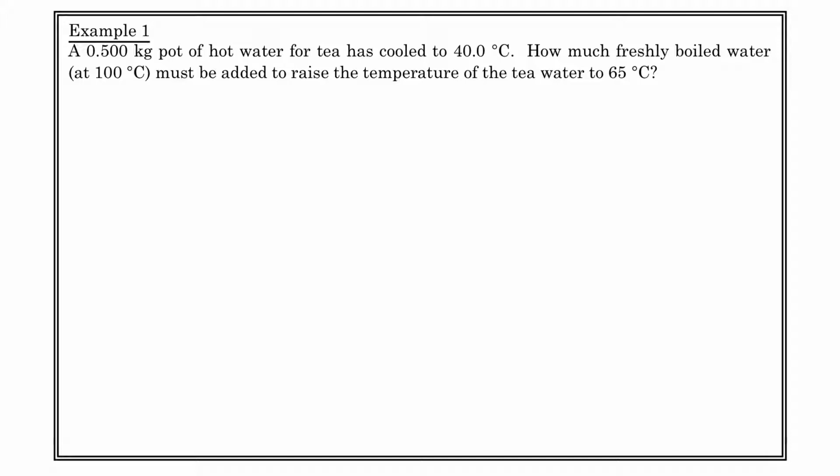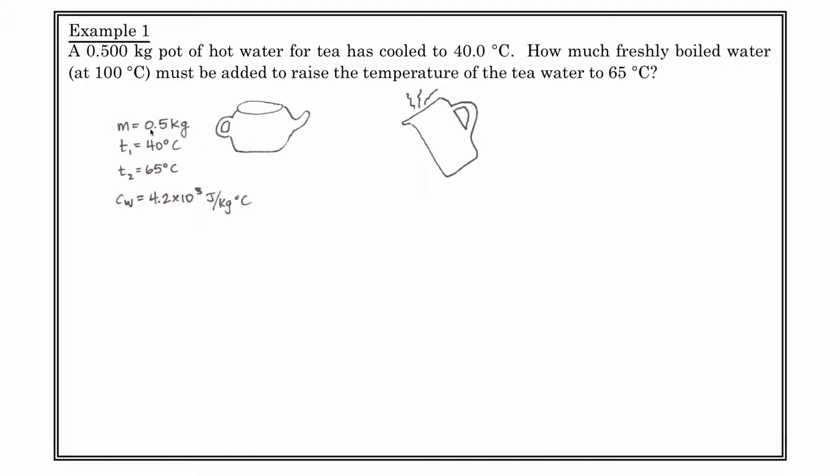So how much freshly boiled water at 100 degrees Celsius must be added to bring the temperature of that tea up to 65 degrees Celsius? So not too hot, but also not too cold, because 40 is pretty cold for tea. All right, so this is what we have. Here's our tea in here. Here's our kettle, right? So here's our teapot. Initially, this thing right here is at 40 degrees Celsius. We've got half a kilogram of water in here, and I'm going to pour some really super hot water from here into here, and it's going to bring it up to 65 degrees Celsius.